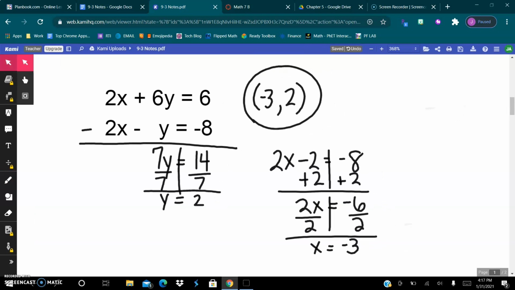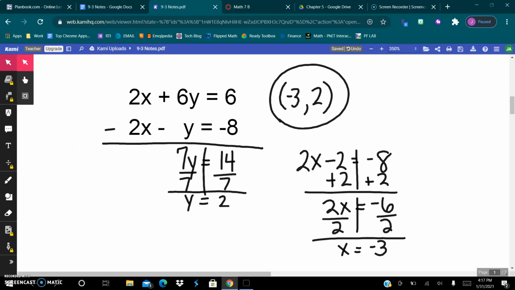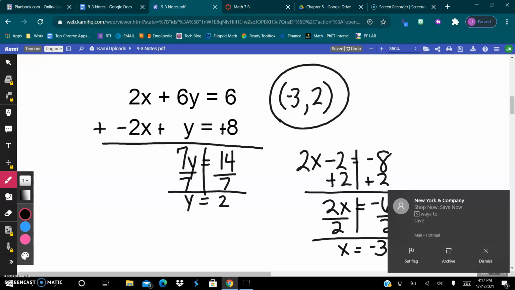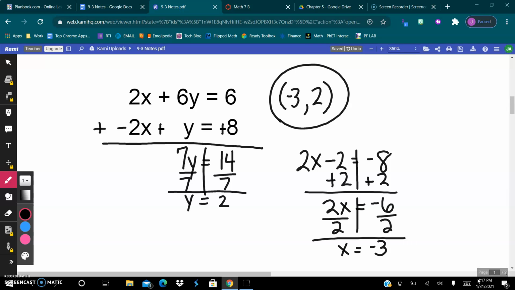The other thing that I could have done with this is that instead of subtracting, I could have gone through and made everything opposite and then added. If I do that, I'm still going to end up with 7y equals 14. So whichever way makes more sense to you, if you want to just think about it as subtraction, or if you want to change everything to opposite signs and then add, they're both fine and they both work.